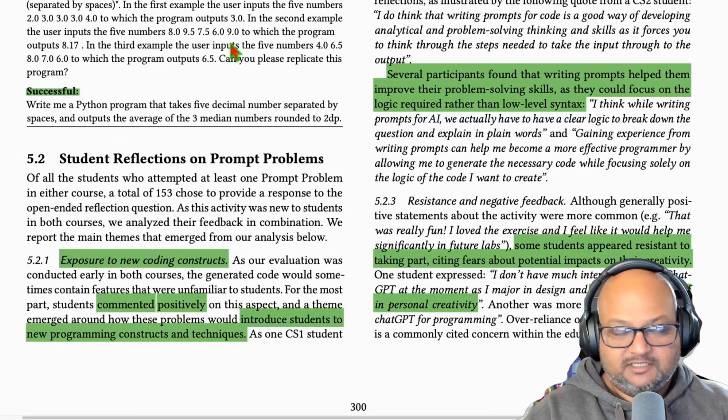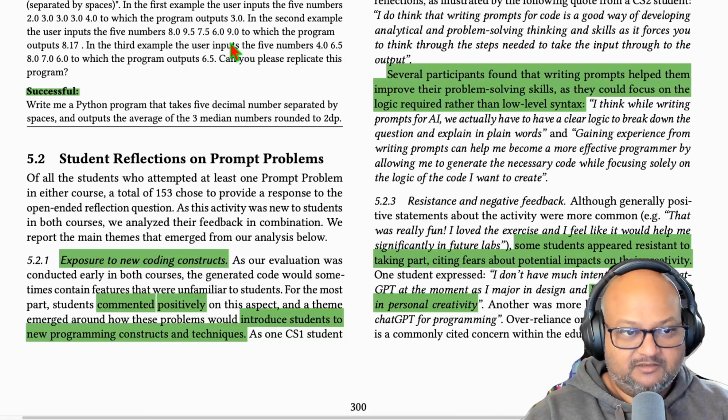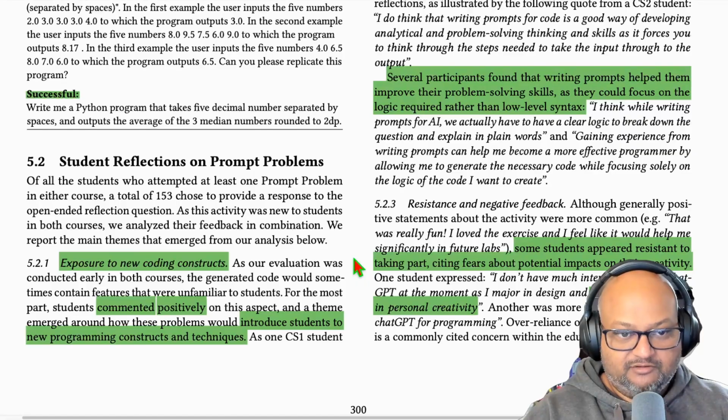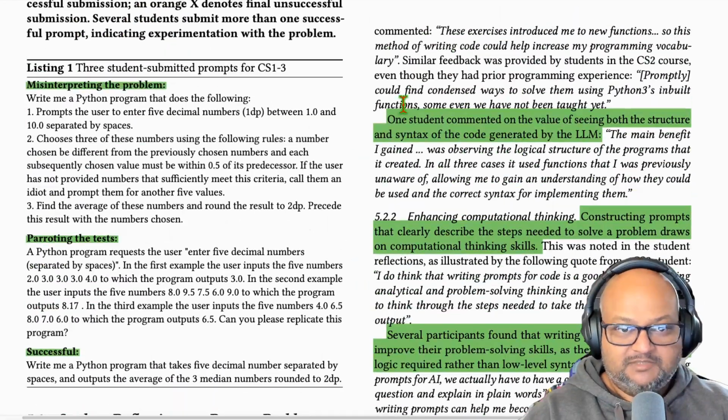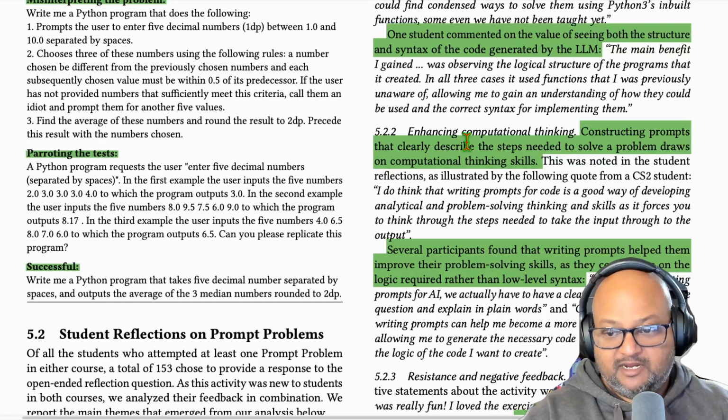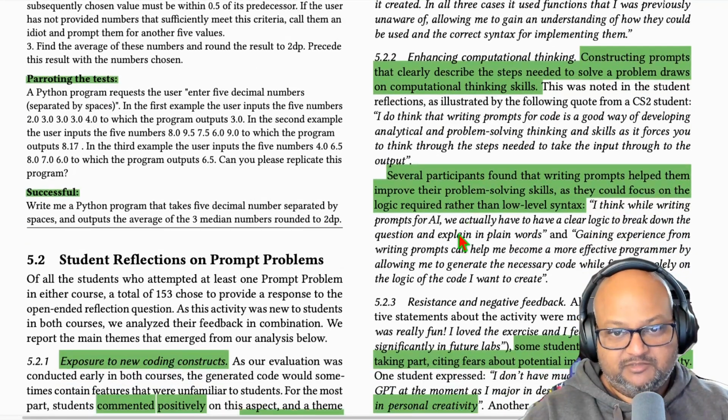The authors got some feedback from students about how they felt about these prompt problems, and mostly the feedback was pretty positive. Students said that some of the generated code taught them about new coding constructs that they hadn't gotten to in the class material yet. Some said that it was a learning tool because they could see the structure and syntax of code and how it related to the problem being solved. Others said that being able to write out problems in natural language improved their computational thinking and problem-solving skills.